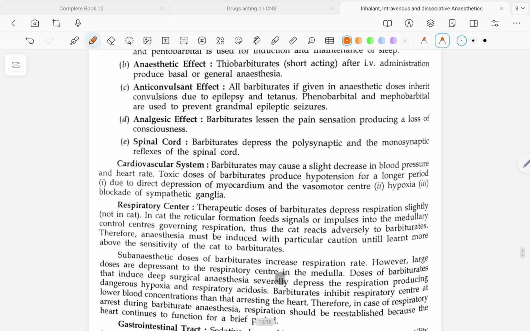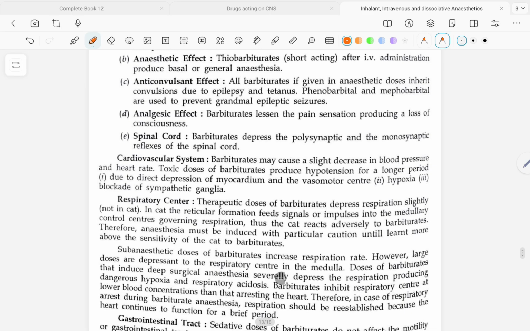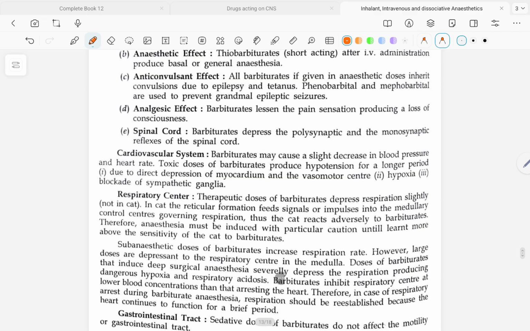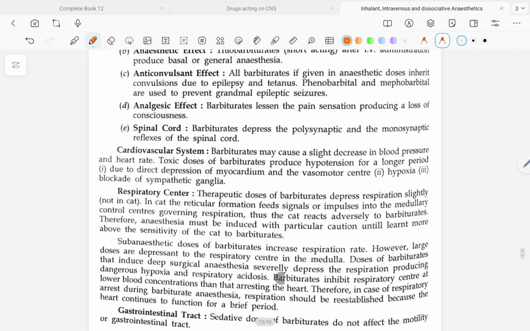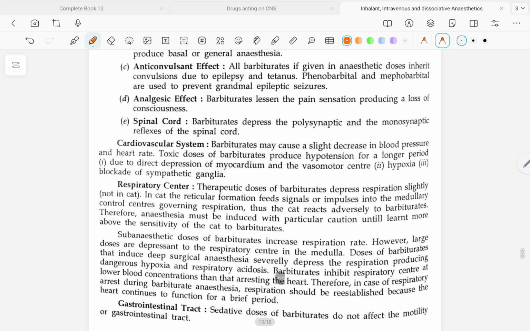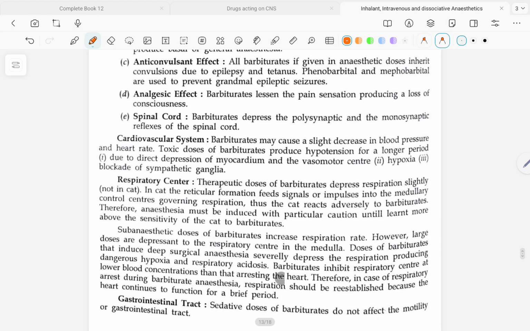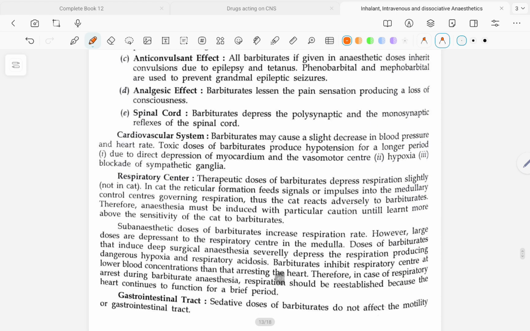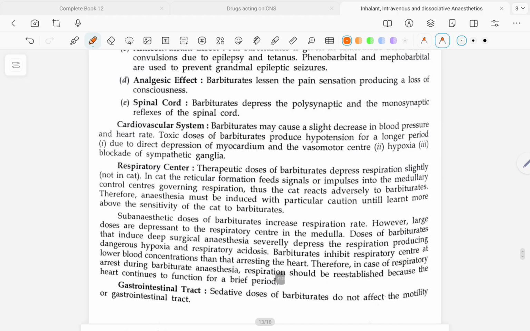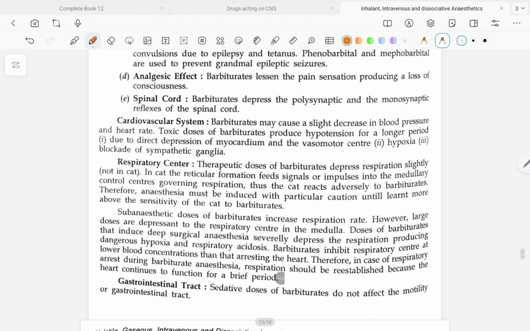Phenobarbital and mephobarbital are used to prevent grand mal epileptic seizure. Analgesic effect. Barbiturates lessen the pain sensation, producing a loss of consciousness. Spinal cord. Barbiturates depress the polysynaptic and the monosynaptic reflexes of the spinal cord.